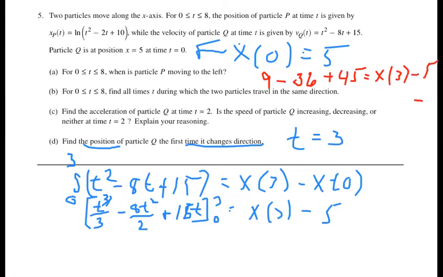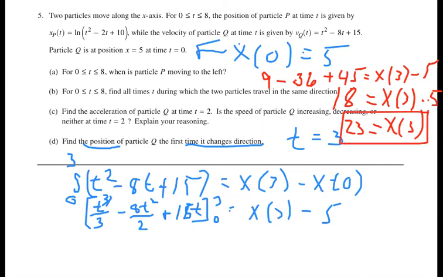And then I'm going to add these over here together. 45 minus 36 is 9. 9 and 9 is 18. Then I'm going to add the 5 over, so x of 3 is going to equal 23. So that would be our answer. The first time the object changes direction, it's at position 23.